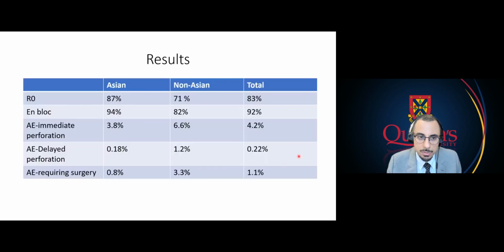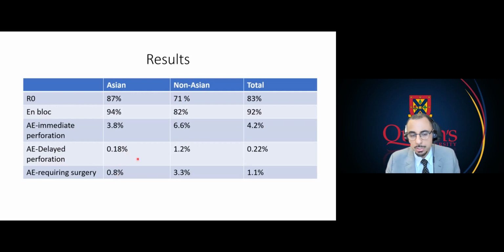And in terms of the results from the Asian countries, R0 resection rate of about 87%, en bloc 94%, immediate perforation 3.8%, but generally these are managed endoscopically just by clip closure. Delayed perforation, quite rare, less than 1%. Any adverse event requiring surgery, again, less than 1%.